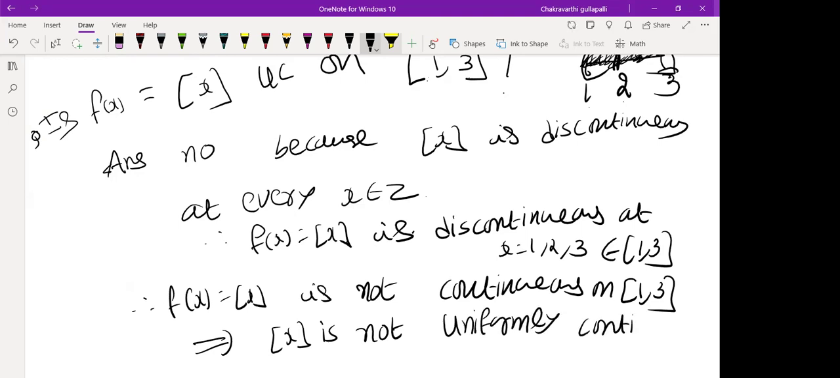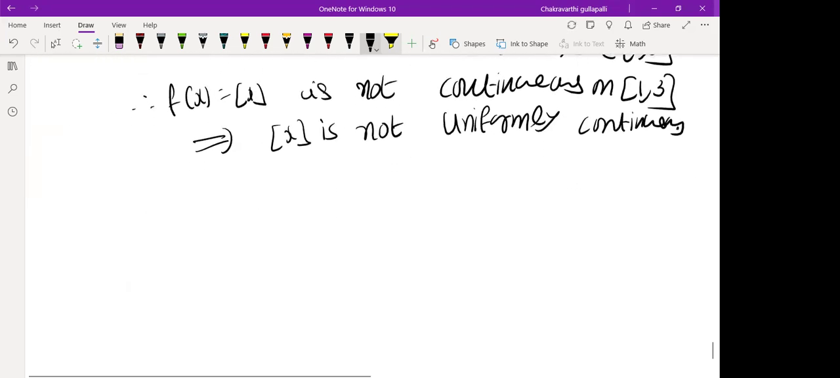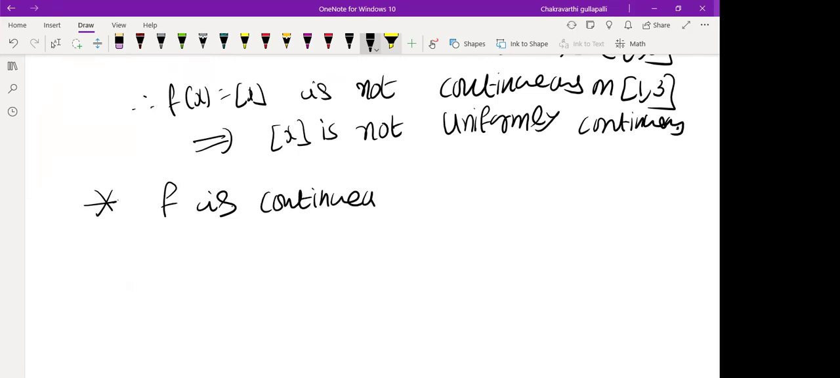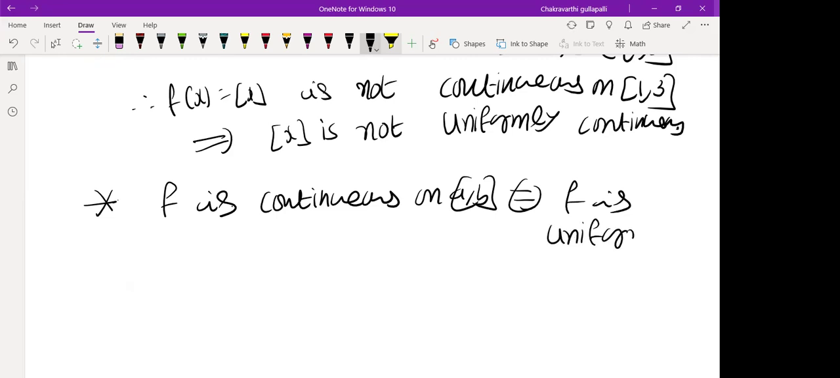For an open interval, it may or may not be true. We don't know. We have to go for the original definition. If an open interval is given, how do you check uniform continuity? On a closed interval, if continuous then uniformly continuous, and if uniformly continuous then continuous, both ways. But if an open interval is given, it may or may not be uniformly continuous. Then what to do? We have to go to the original definition, epsilon-delta. So one statement: f is continuous on [a, b] if and only if f is uniformly continuous. Theorem on this.